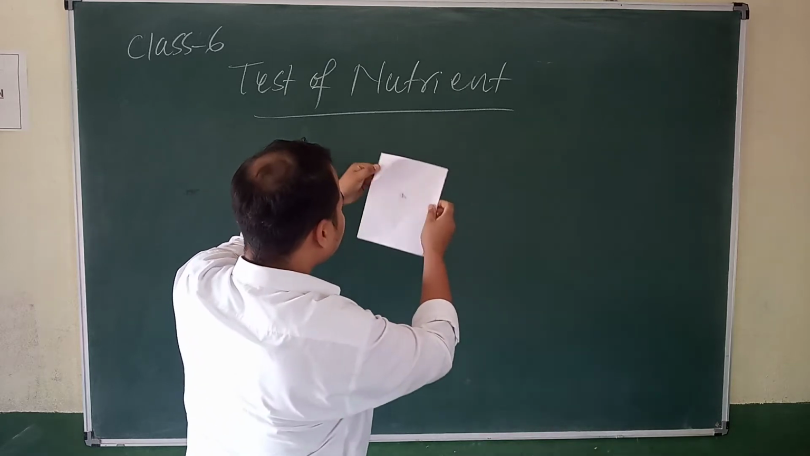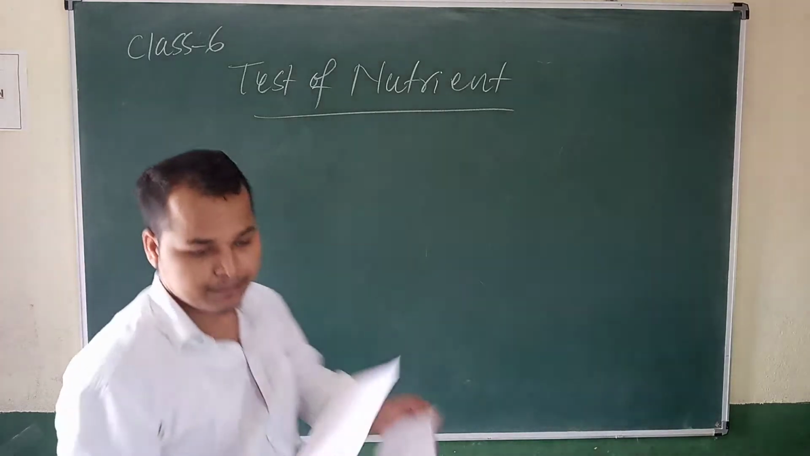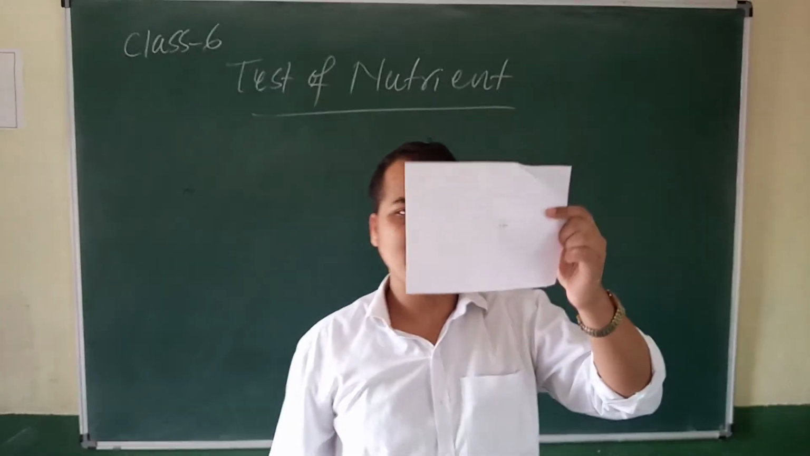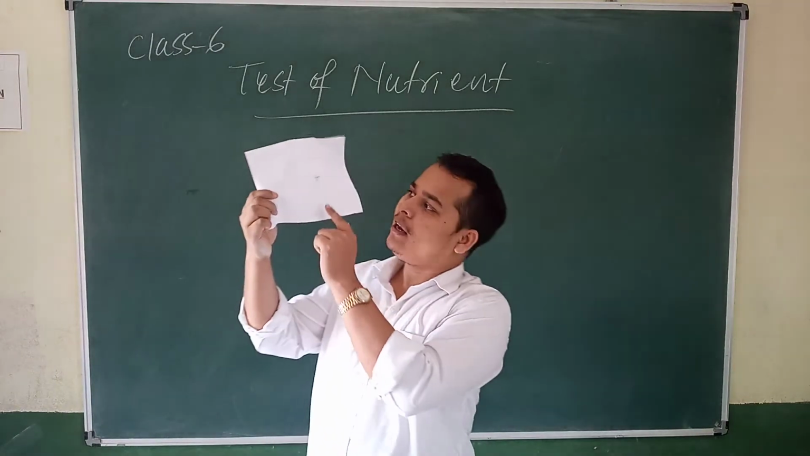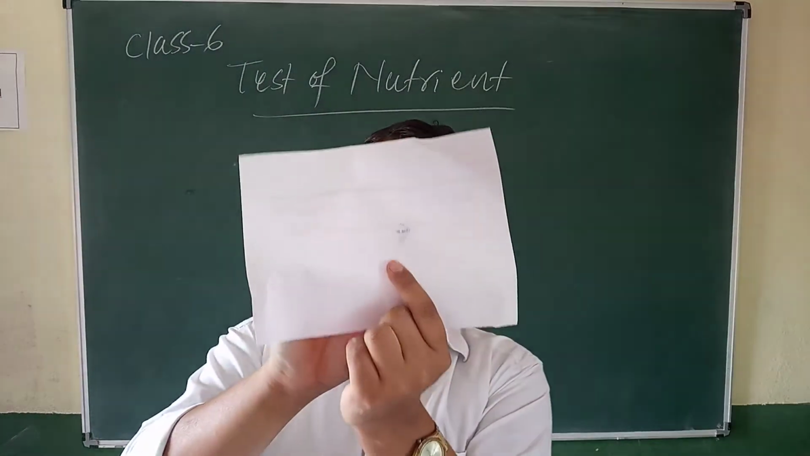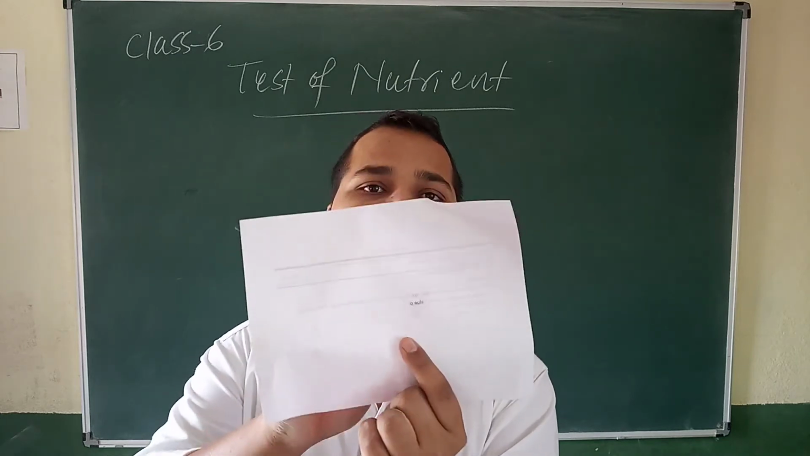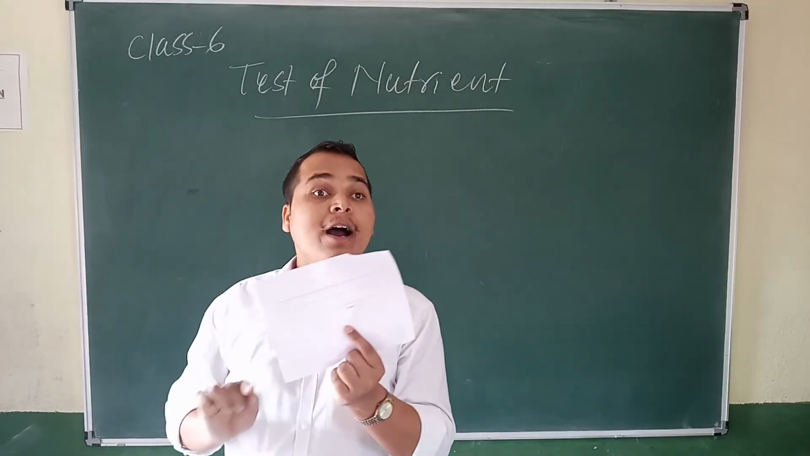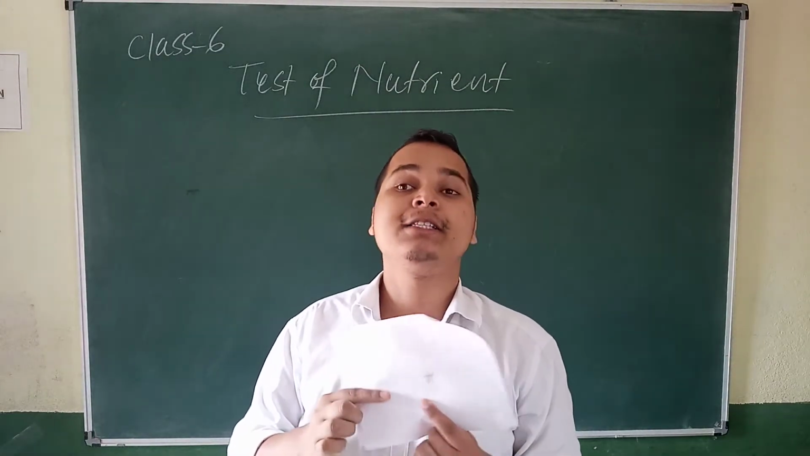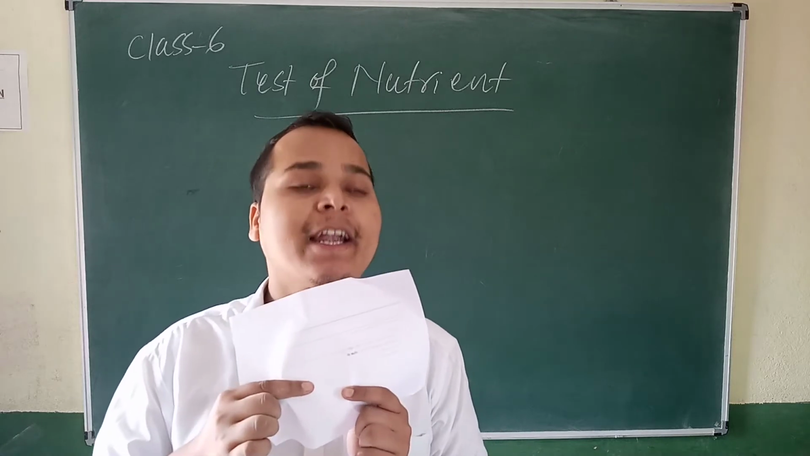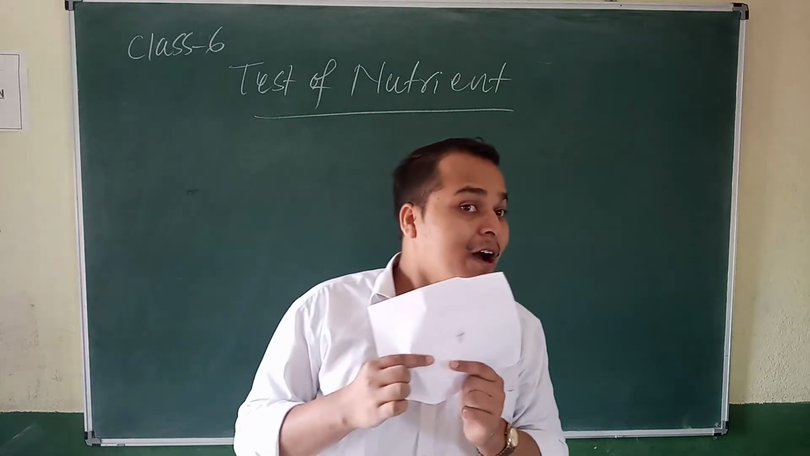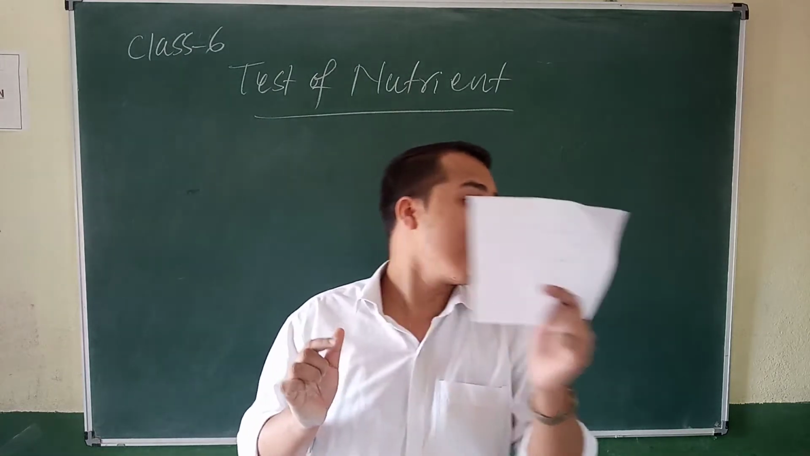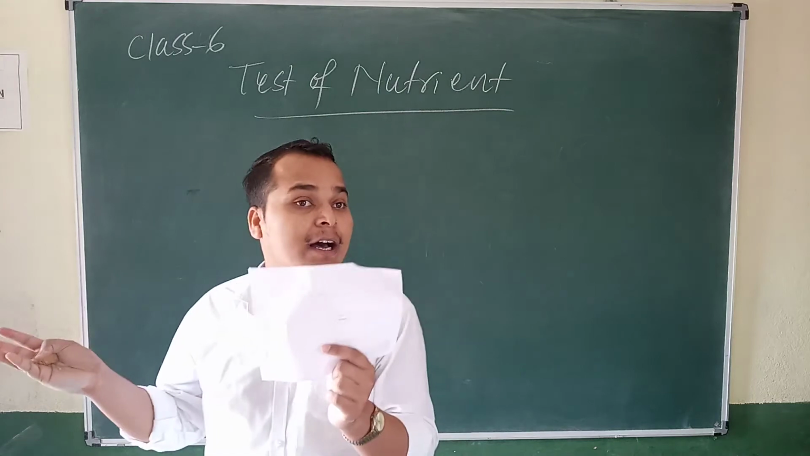See in this paper, before, the paper was white. Now oil-colored patches are coming. These oil-colored patches show that this food is fat. Yes or no? How many of you are saying it is correct? Raise your hand. Many are there. The remaining told it is wrong.